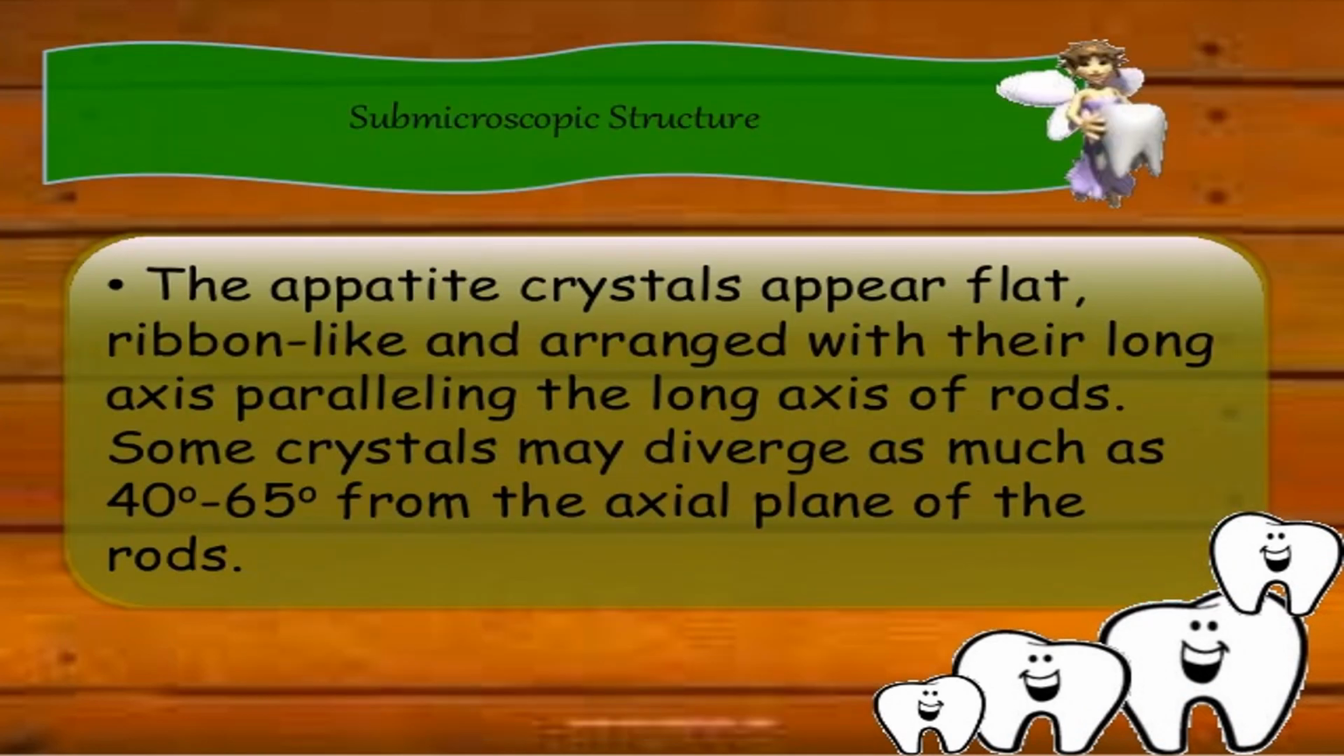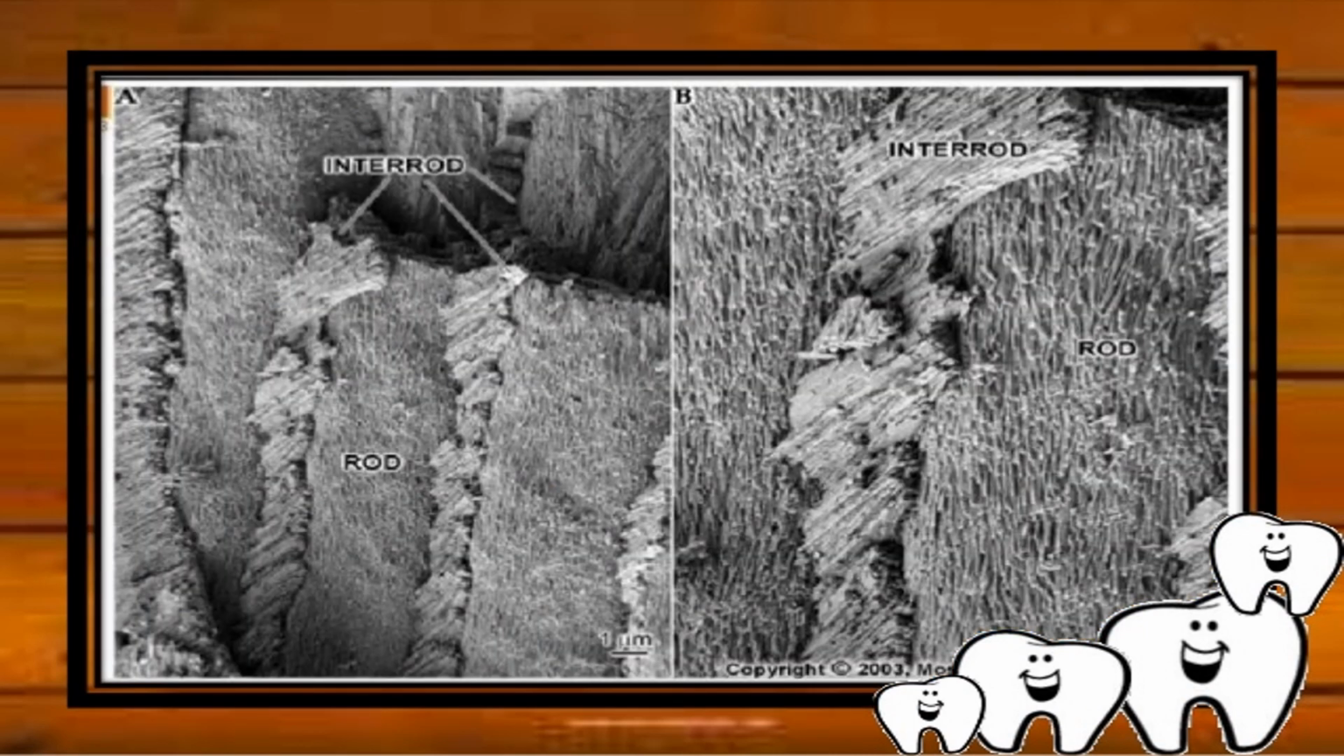The apatite crystals appear flat, ribbon-like and arranged with their long axis paralleling the long axis of the rods. Some crystals may diverge as much as 40 to 60 degrees from the axial plane of the rods. If someone asks what is the arrangement of apatite crystals in the submicroscopic structure? The apatite crystals are arranged flat, ribbon-like, with their long axis paralleling the long axis of the rods. Some crystals may diverge as much as 40 to 65 degrees from the axial plane of the rods, like in this figure.